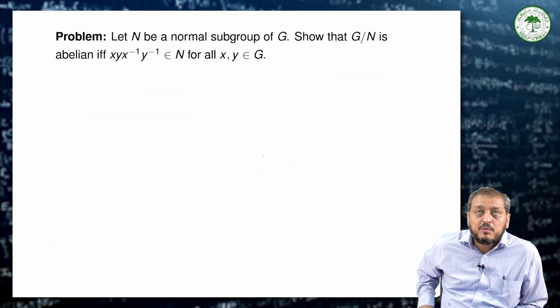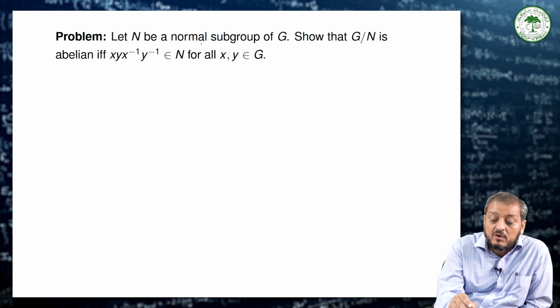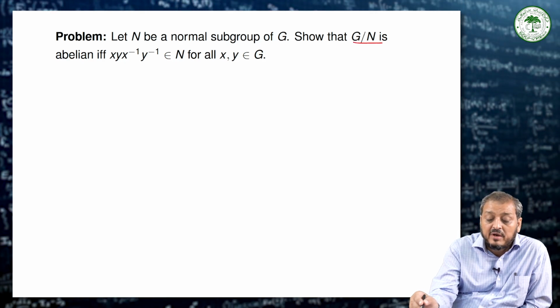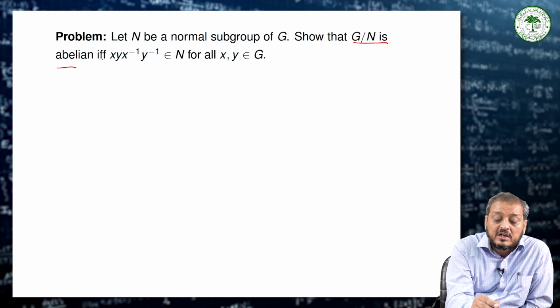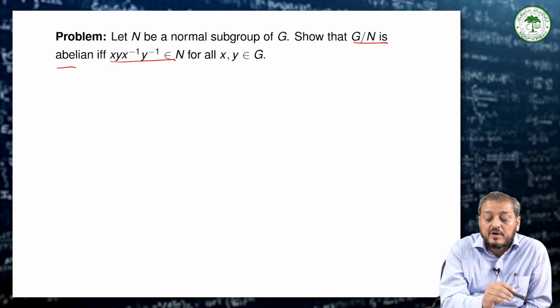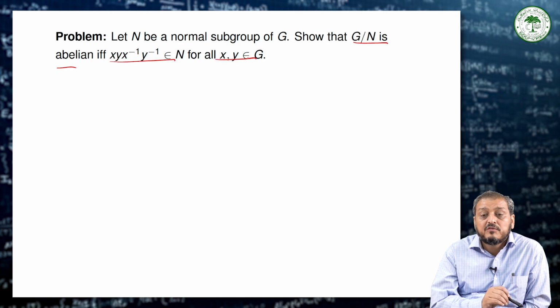I just take one more problem. Let N be a normal subgroup of G, then G by N is abelian if and only if x y x inverse y inverse is an element of N, for all x, y in G.